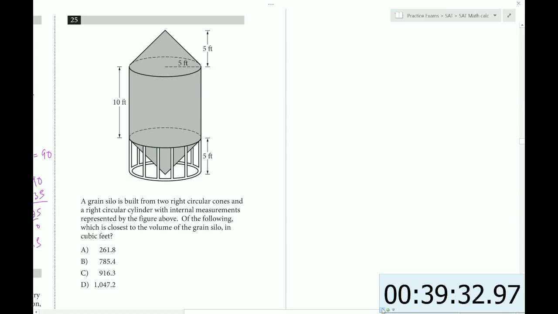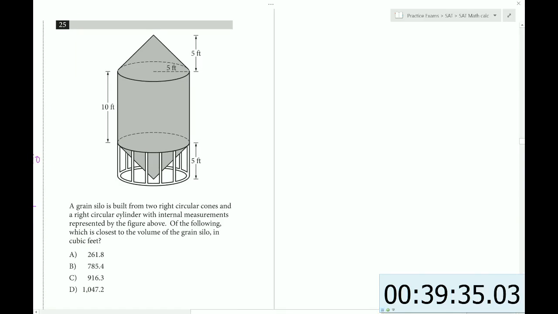A grain silo is built from two right circular cones and a right circular cylinder with the internal measurements represented by the figure above. Of the following, which is closest to the volume of the grain silo in cubic feet?